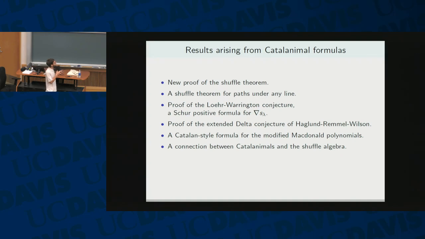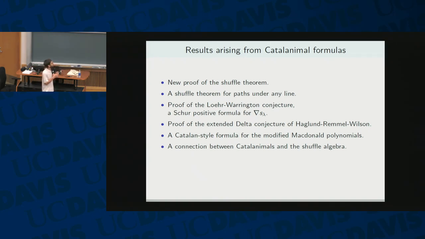right, so some other outcomes of this, we were able to prove the extended delta conjecture of Haglund, Remmel, Wilson. This involves a generalization of the nabla operator called the delta operator, which also there's been a lot of work done on. And something George will tell you about is a Catalan-style formula for the modified Macdonald polynomials. These are not quite Catalanimals, but something kind of close to them.